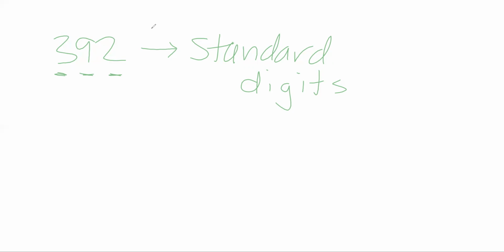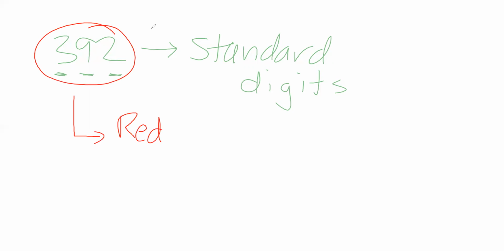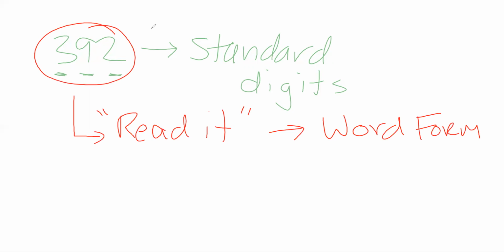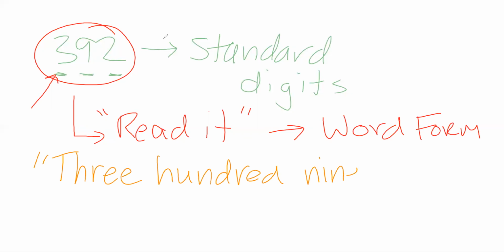Now what's great about that is when we look at a standard form number and read it out loud, it actually gives us the answer for the word form. That's where these are really connected. If I read 3 in the hundreds place, and then 92, so 392, I can write that in word form, which is literally using my words. And there's my word form.